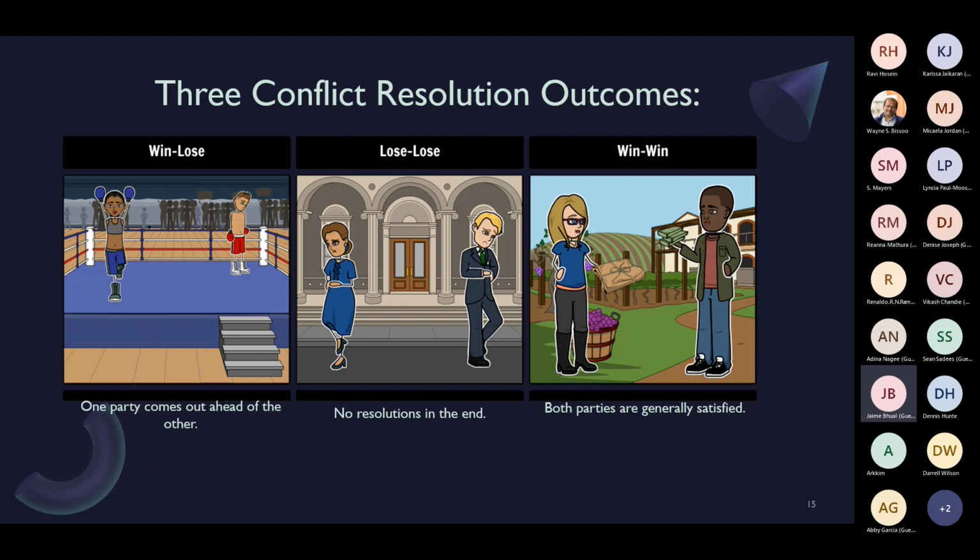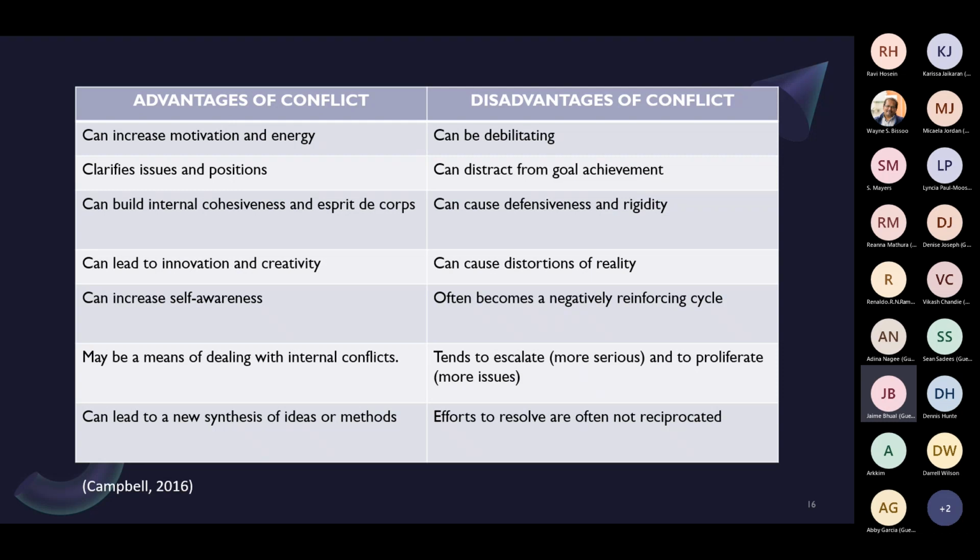Going back to the key characteristics of the relational leadership model, we want members to feel included and empowered. In lose-lose outcomes, both sides use power strategies and get so entrenched, inflexible, or hurtful that there's absolutely no resolution in the matter in the end. Now, conflict isn't always negative, believe it or not. There are advantages associated with conflict just as there are disadvantages. Some of these advantages are that it can increase motivation and energy.